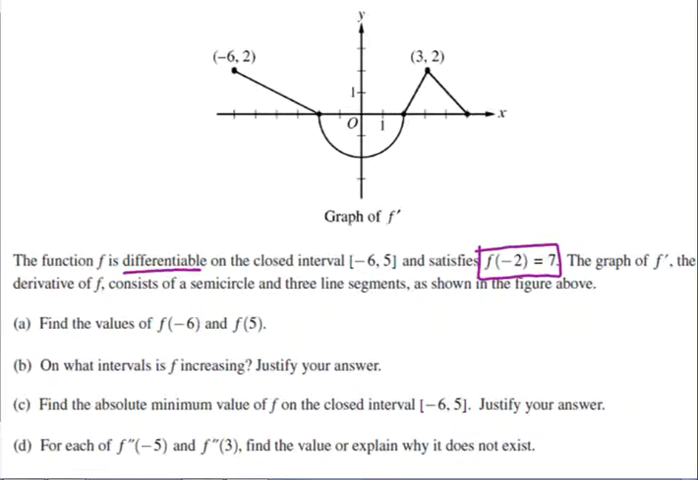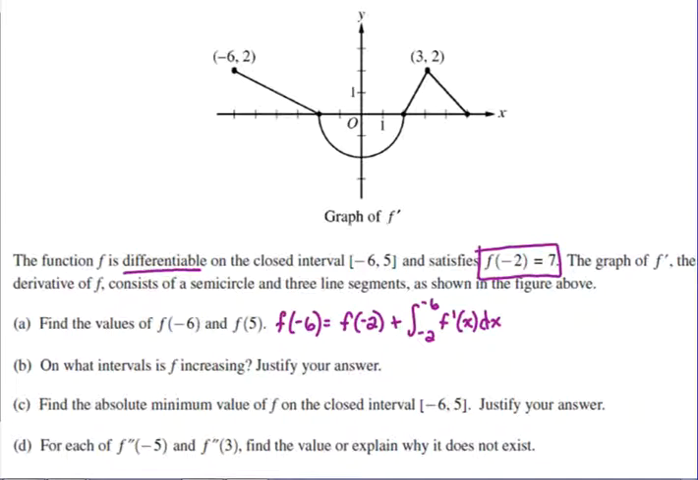So if we want to find f of negative 6, f of negative 6 would be equal to that initial condition they gave us, f of negative 2, plus the integral from negative 2 to negative 6 of f prime. Okay, f of negative 6 is equal to that starting point plus the integral from the starting point to where you want to end up of the derivative.